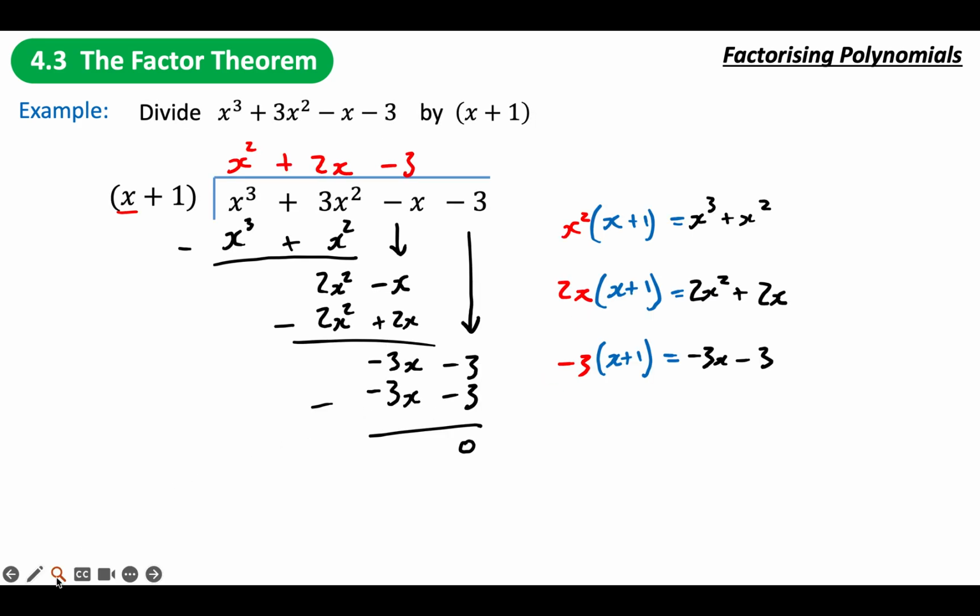What this leads me to is a result, which means my original expression here, the x cubed expression, can be factorised into x plus 1, a linear factor, and a quadratic factor, which is x squared plus 2x minus 3. And if I can factorise this quadratic expression, which I'm just looking at thinking, can I? Yes, I can. I could actually factorise it even further.